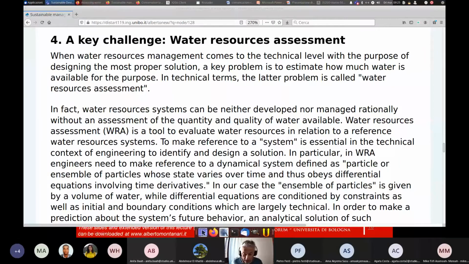And therefore, just 1 second, waiting room again. And therefore, you have two options. Either you observe or you build a mathematical model.